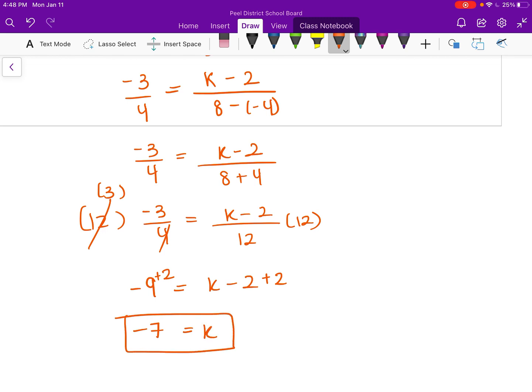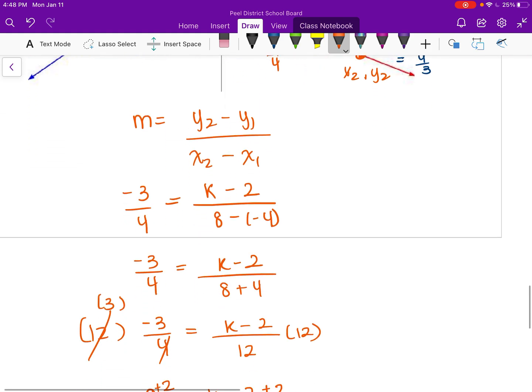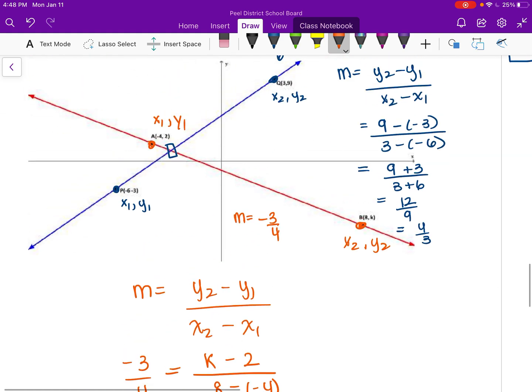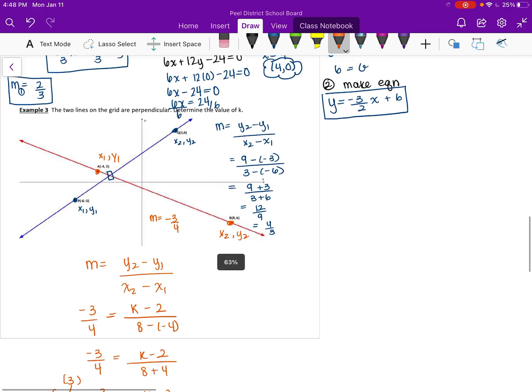And if we go back and look at our graph, we can see it's in the negatives. Looks like it's about negative 9 anyway, so that makes sense. Okay? And that is that. That is how you find the value of k.